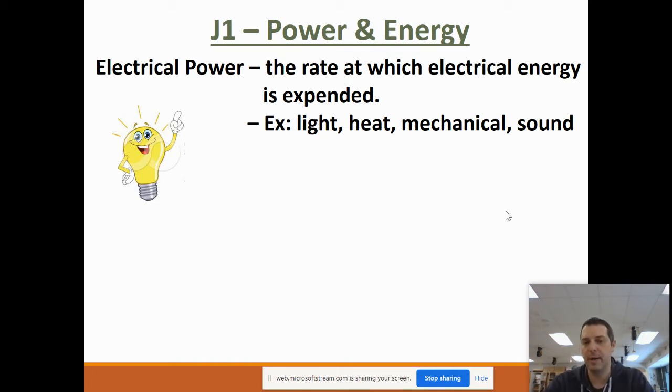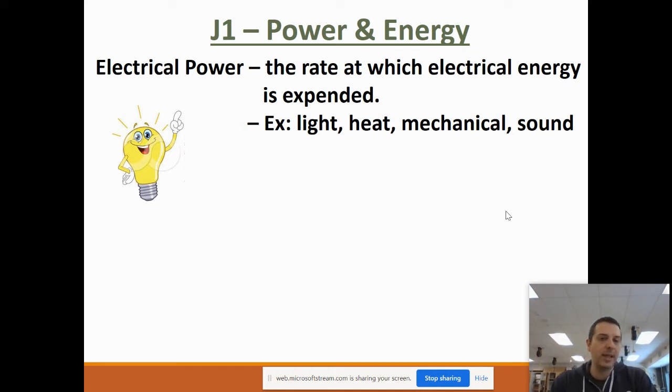When we talk about electrical power, it is the rate at which electrical energy is expended. So when current moves through a circuit and does work, think about any electrical device you're using: current is flowing through that device. It's plugged into the wall, so it has a voltage of 120 joules per coulomb as it moves through the outlet and the device. It does some work for you. You have some energy that's expended in there. You have light, heat, mechanical motion, sound. You have all these different things our electrical devices do.